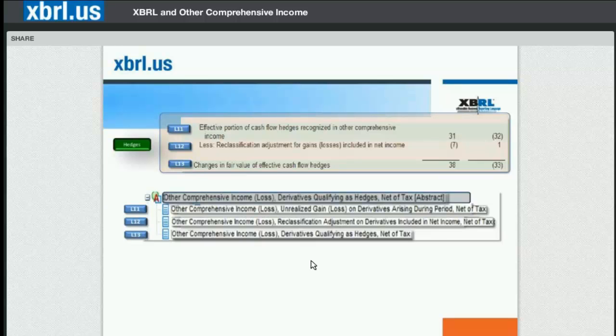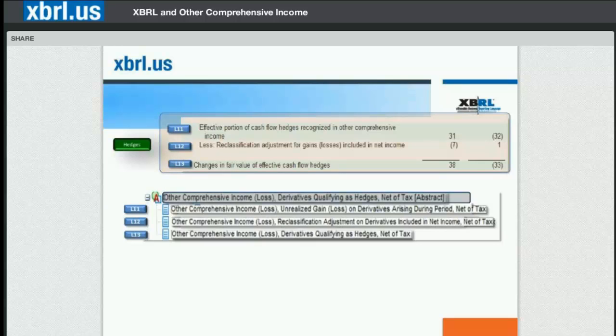This slide shows the portion of 148-400 for the matching elements in OCI pertaining to cash flow hedging. These are similarly net of tax amounts and include any relevant amounts from equity investees. L11 is the gain or loss arising during the period on derivative instruments that are in the effective portion of cash flow hedges.